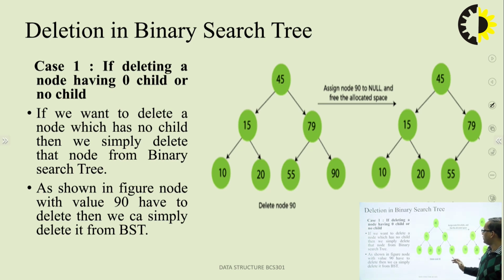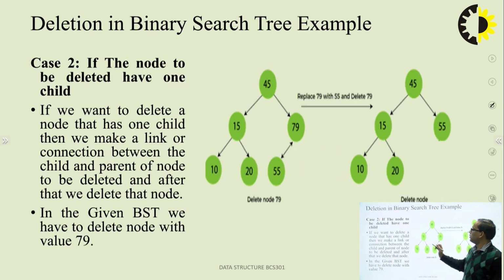Suppose this is the given binary search tree. Now we have to delete this particular node. Since the node to be deleted is 90 and this node doesn't have any child, we will simply remove it from the binary search tree. So this will be the tree after deleting 90 from the given tree.